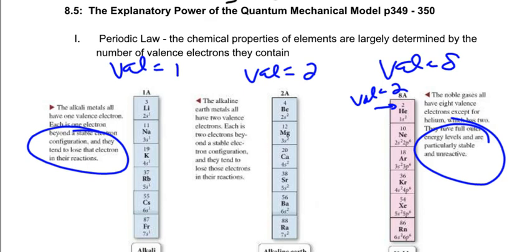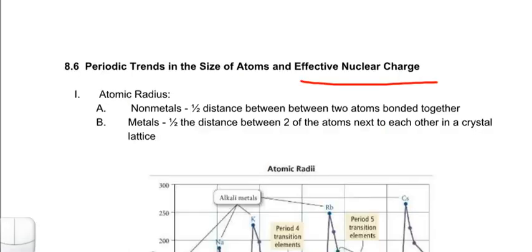Well, what makes the number of valence electrons work? All right, what did we determine was true about the number of valence electrons? It all depended on where they were on the periodic table. So we could talk about this periodic law is the chemical properties of elements that are determined by where they are on the periodic table. And that's what we're going to see to be true for these section 8.6 about the atomic radii and 8.7. So let's go back and see what 8.6 has to say.